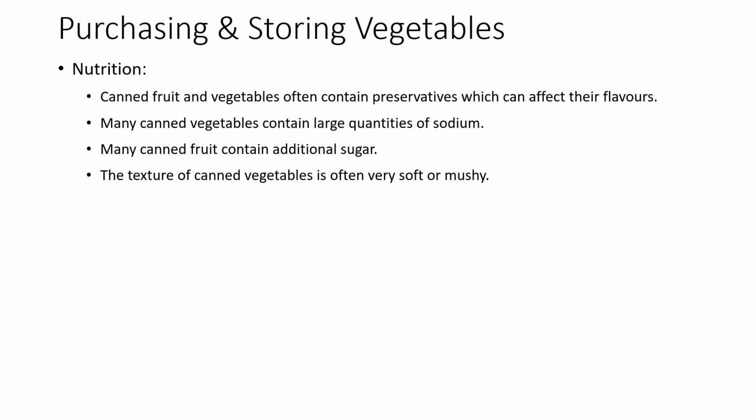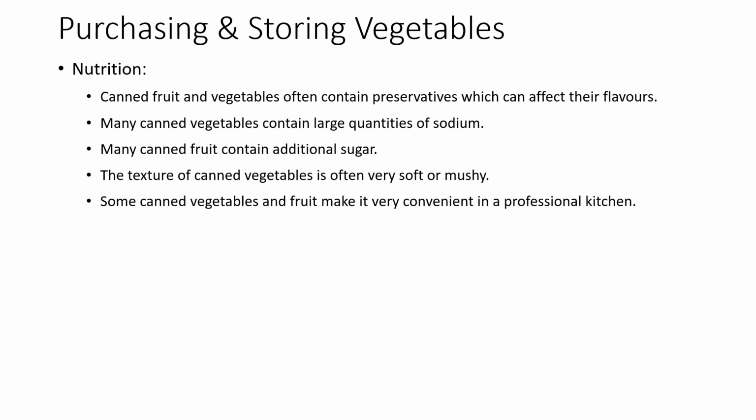As well, the texture of canned vegetables is often soft or mushy. There's no comparison between, say, for example, fresh asparagus versus a canned asparagus. They're night and day. They're completely different animals. Some canned fruit and vegetables make it very convenient in a professional kitchen, though.